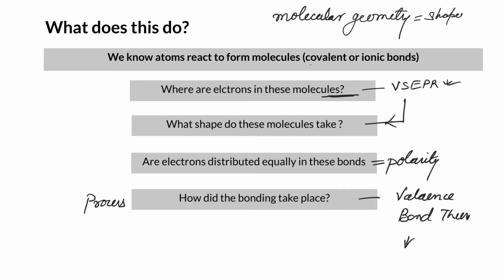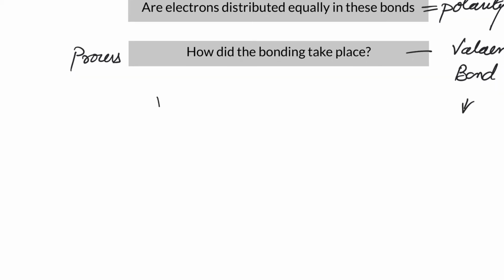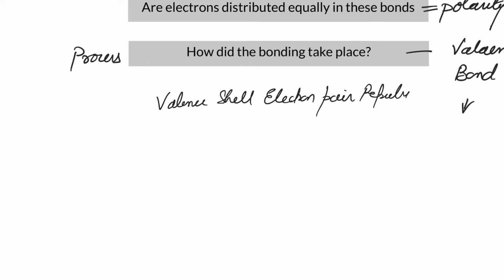Now, the theory is, if you see, pretty simple. Valence shell electron pair repulsion. Now, I sort of am a fan of how things make sense when you read them backwards. Repulsion, of electron pairs in the valence shell.